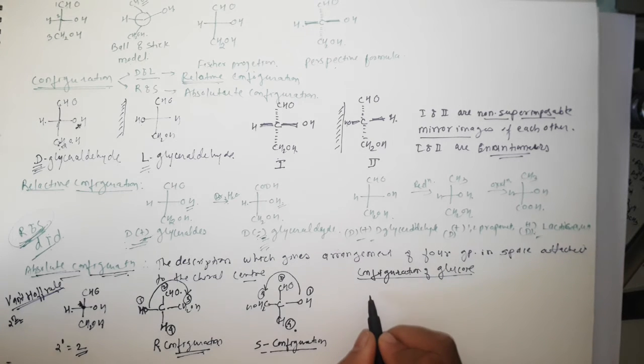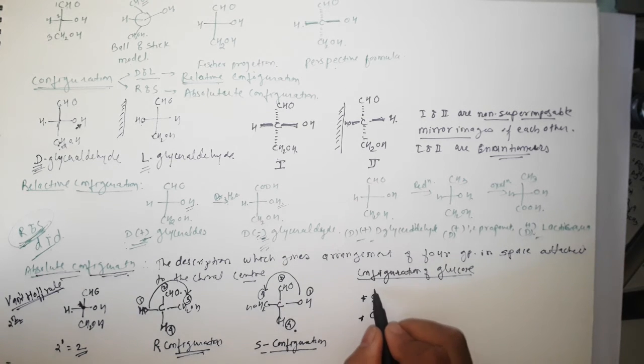Suppose there are 2 asymmetric carbons present in a sugar molecule.